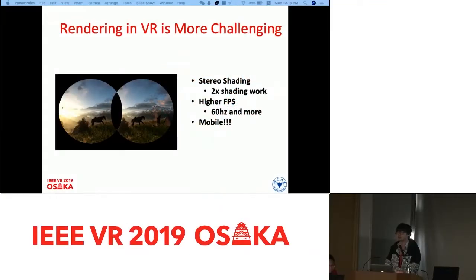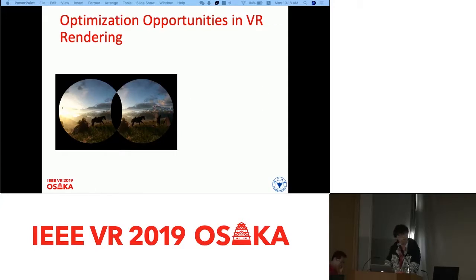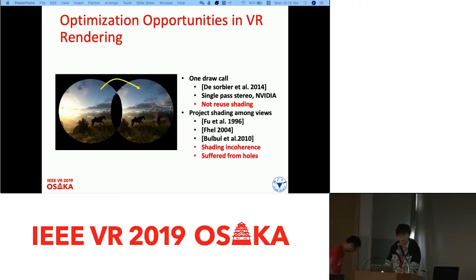bandwidth and power consumptions. Different kinds of optimizations have been proposed and applied for VR rendering. Some methods try to render two images using one draw call. However, they do not reuse the shading result between views. Some methods try to project shading results from one view to another view, but this method often suffers from the holes caused by the shading incoherence.